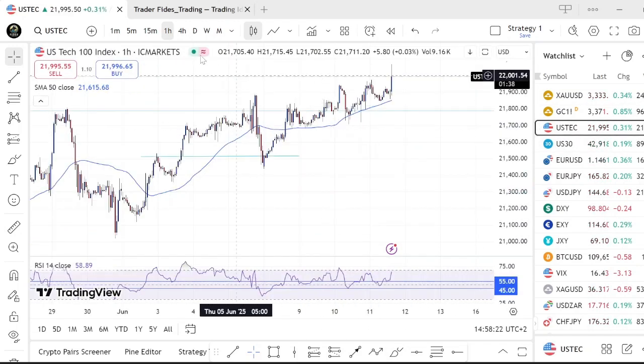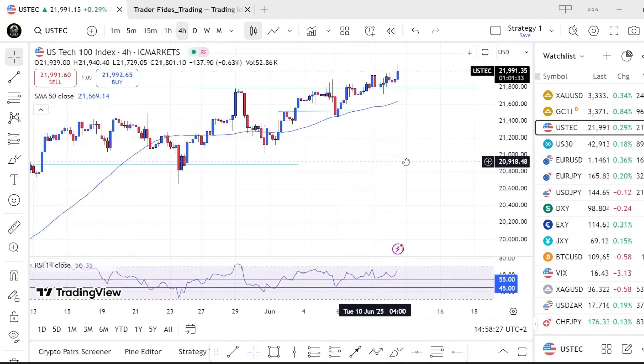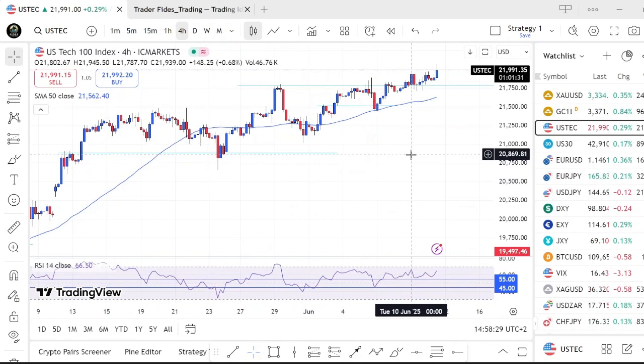Moving on to Nas100, we are on the 4-hour time frame, and we can see very much a bullish consolidation play coming out of here.